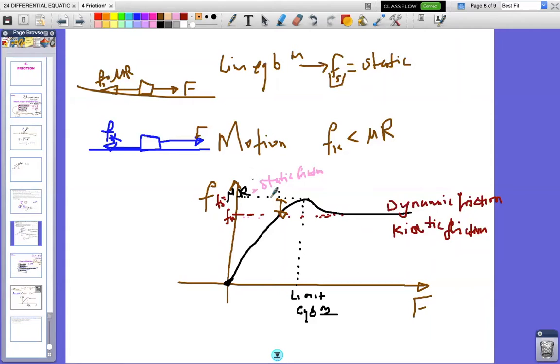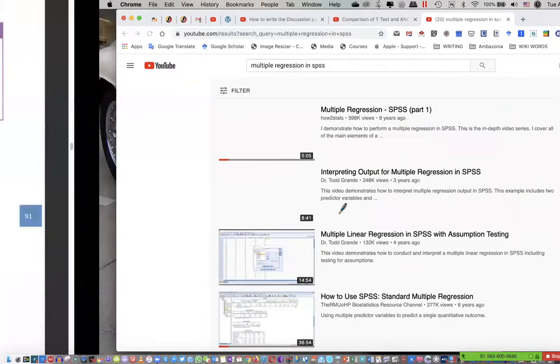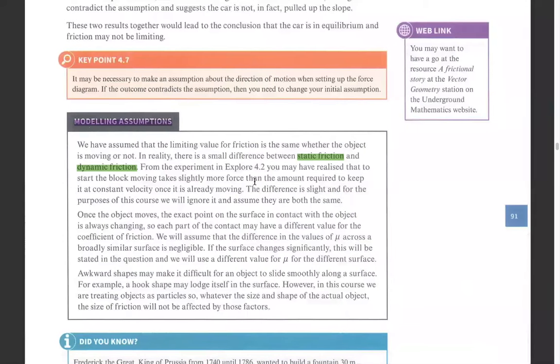So in mathematics, when the object is in limiting equilibrium, we take F equal mu R. Also, when the object is sliding, is moving, we also take F equal mu R. Right? That is an assumption that is made in mathematics, but you always should understand that it is an assumption. Okay? We take it to be mu R, even though it is a little bit smaller.